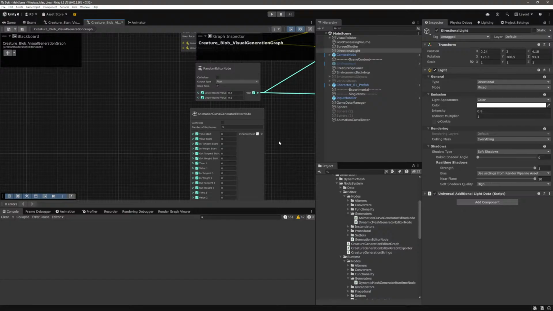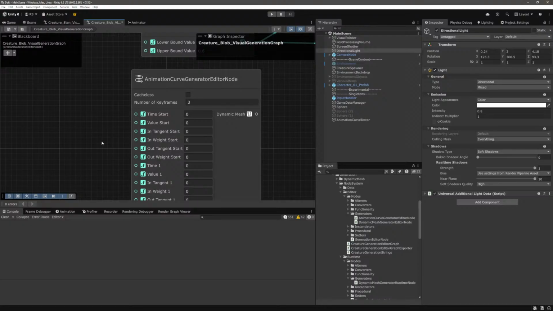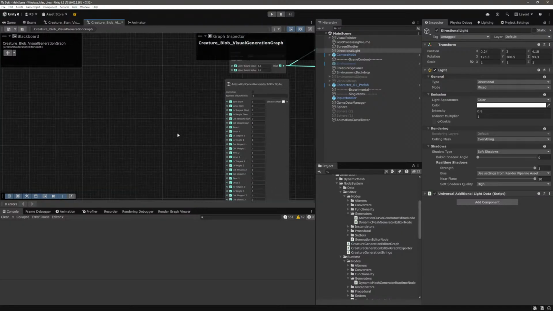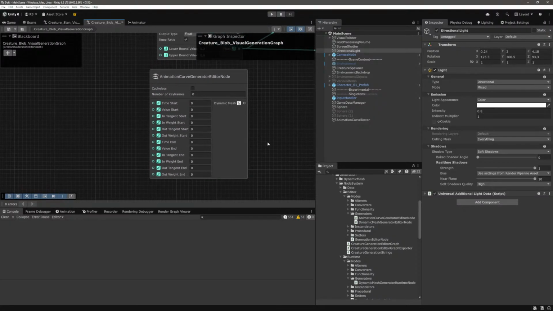Actually, I do. We could define a keyframe node as well, but that would just take 6 of these values and put them in their own node pretty much. But okay, so if we do 0 here, then we have time start, value start, in tangent, in weight. Okay, that's good. And then we do 1 here.